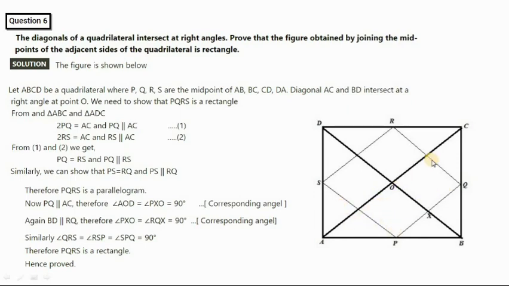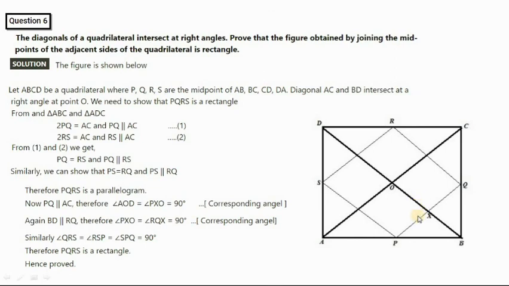If this happens, then AOD, let us see where is AOD. AOD means this angle, right? And this angle will be equal to PXO. Let us see where is PXO. If you see carefully, AC and PQ are parallel, so BD acts like your transversal. If BD is your transversal, then this angle and this angle are called corresponding angles, and they are always equal. That's what is written out here. We already know that this is 90 degree, so this is again 90 degree.